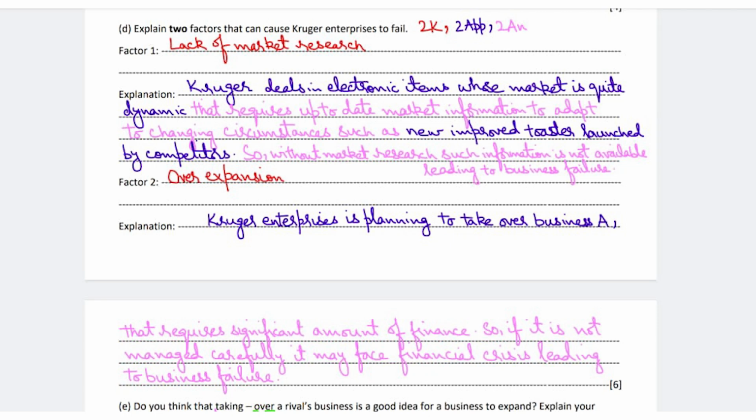Now, explanation: Kroger deals in electronic items whose market is quite dynamic. Now remember, generally I have seen many students write electronic business and they feel that this is application. Remember, electronic business can fit anywhere. You can use it at the start, at the last, or in the middle. So this does not show the relevance that is required to gain marks for application.